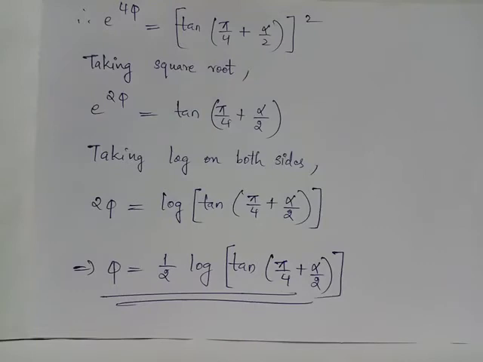Now we have obtained e^(4φ) equals tan²(π/4 + α/2). When we take square root on both sides, we get e^(2φ) equals tan(π/4 + α/2). When we take log on both sides, we have log e^(2φ) becoming 2φ, and in the RHS we obtain log tan(π/4 + α/2). When we multiply both sides of the equation by 1/2, we obtain φ equals ½ log tan(π/4 + α/2), which is the desired result.